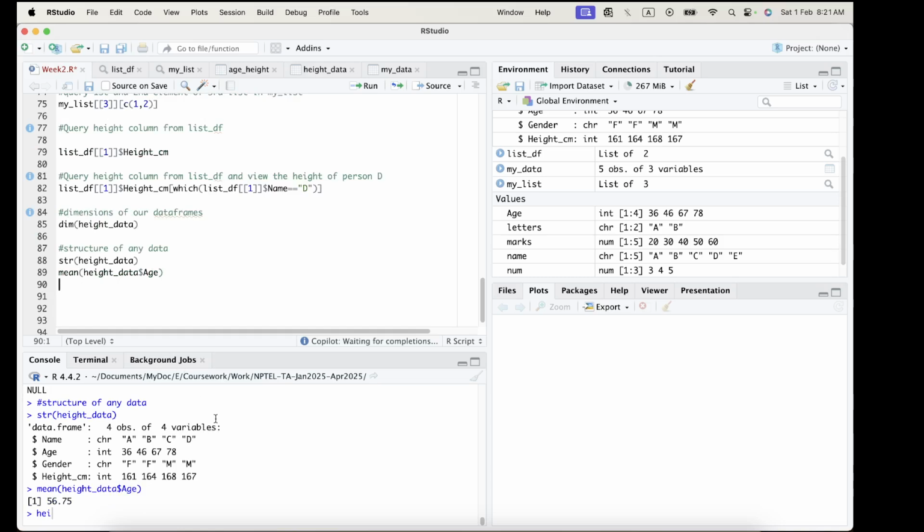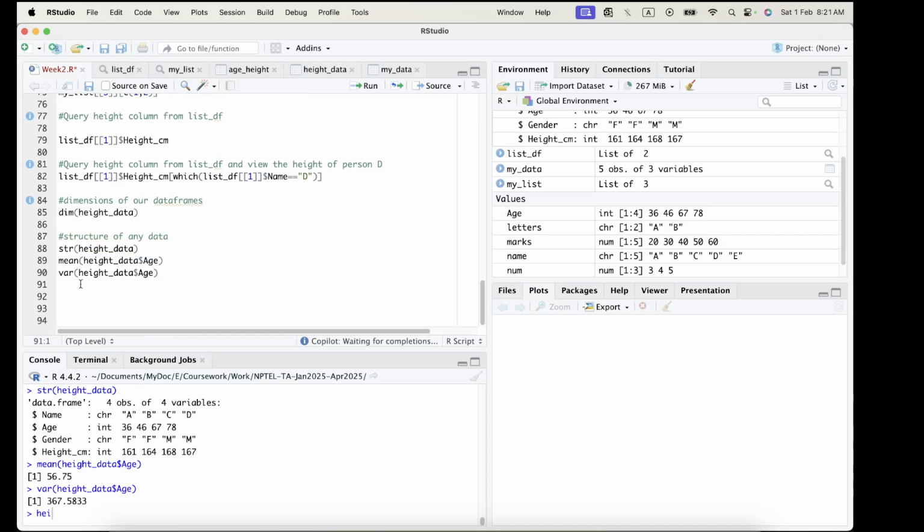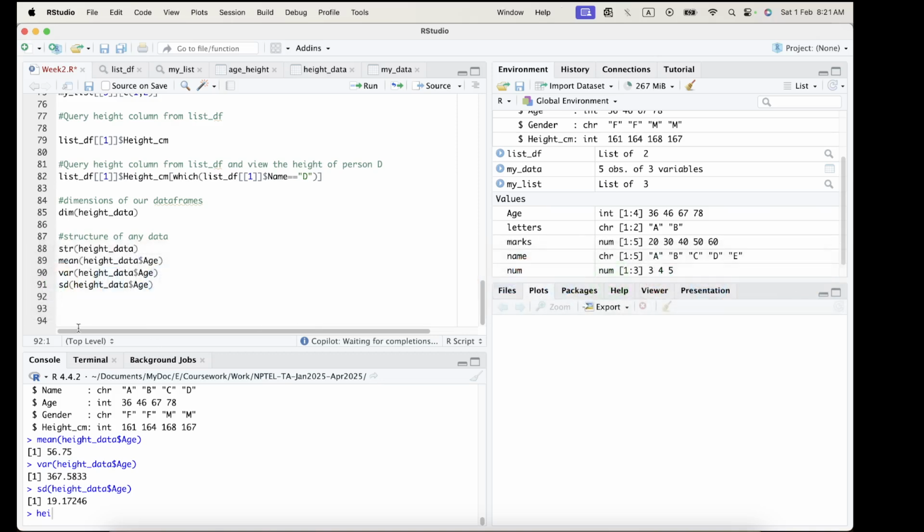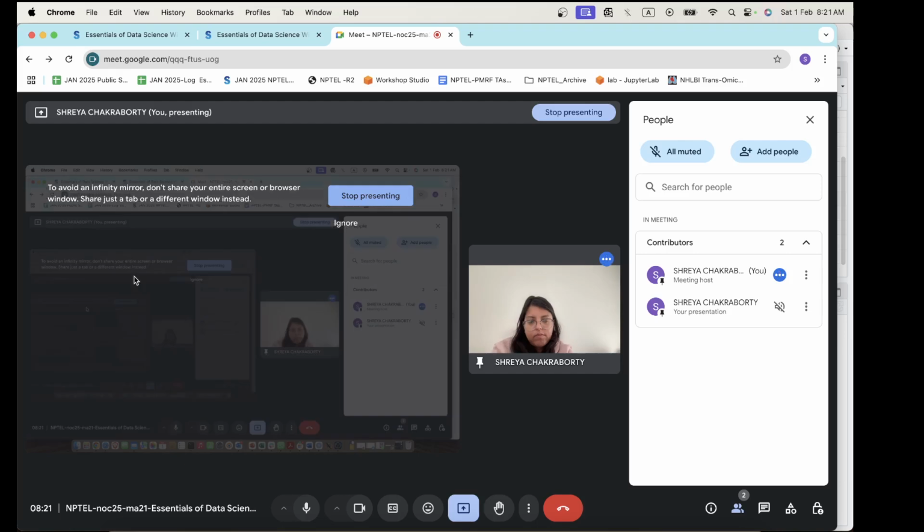Okay, so it's actually 56.75. If I want the variance, or the standard error, standard deviation, then also this thing. In order to do that, we just have to query the column and then use these predefined functions.